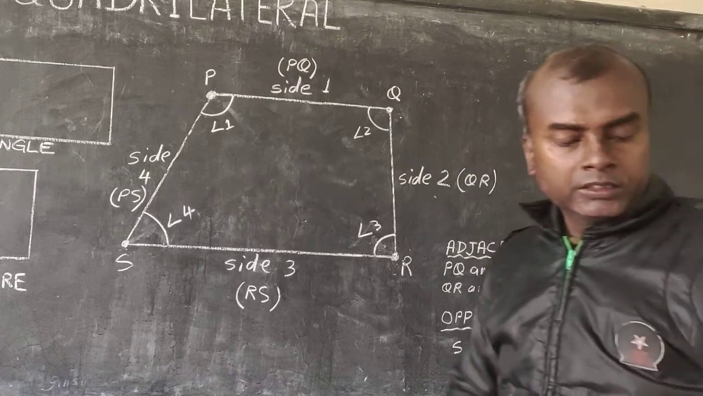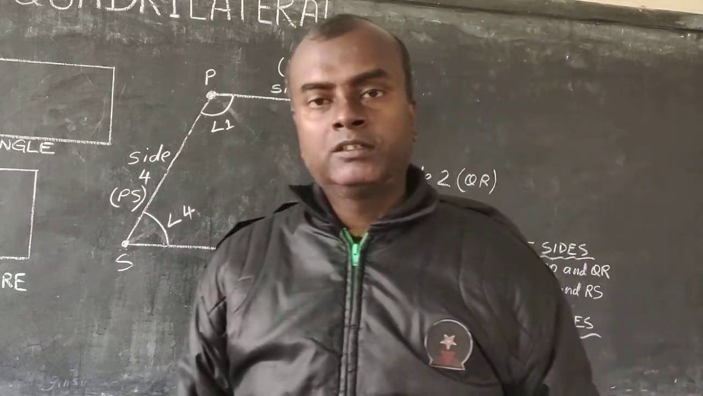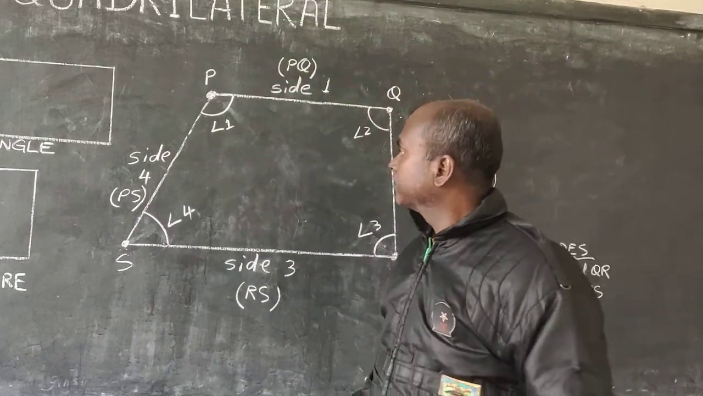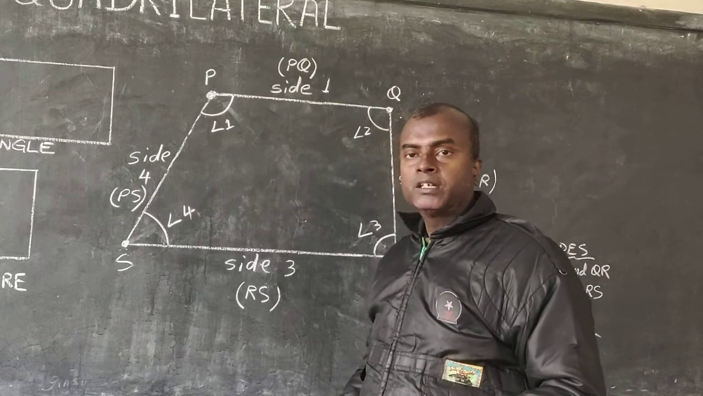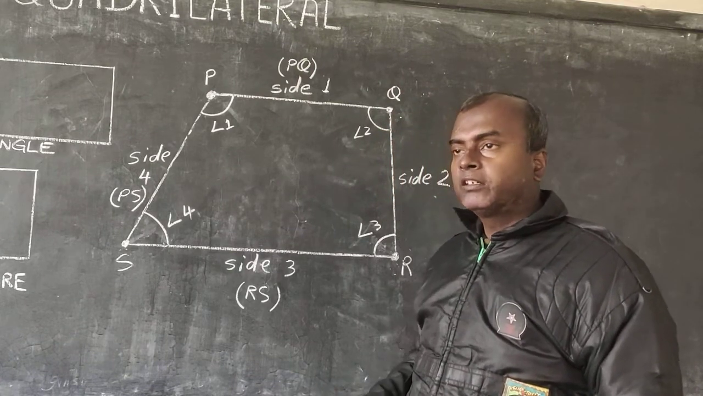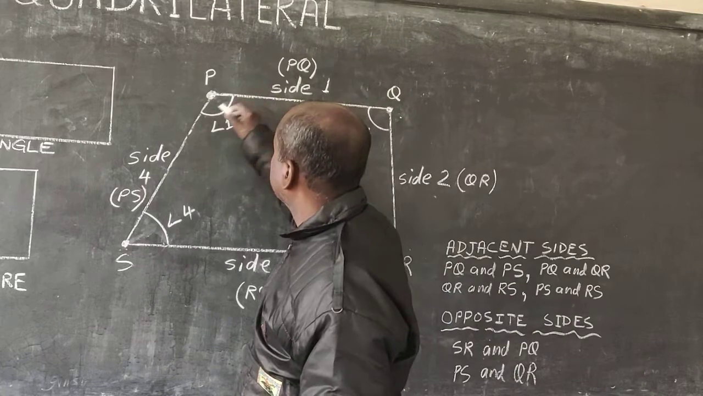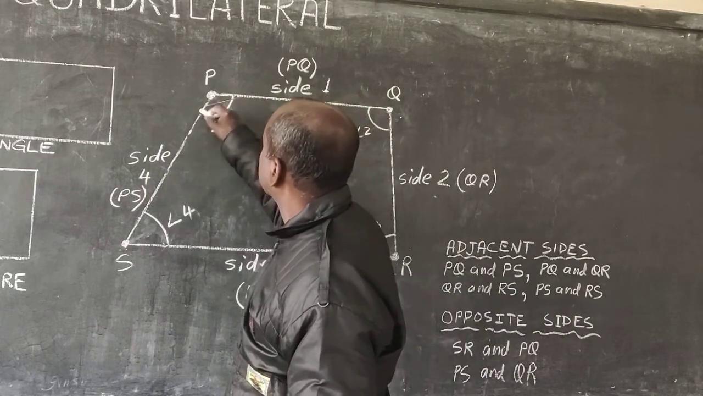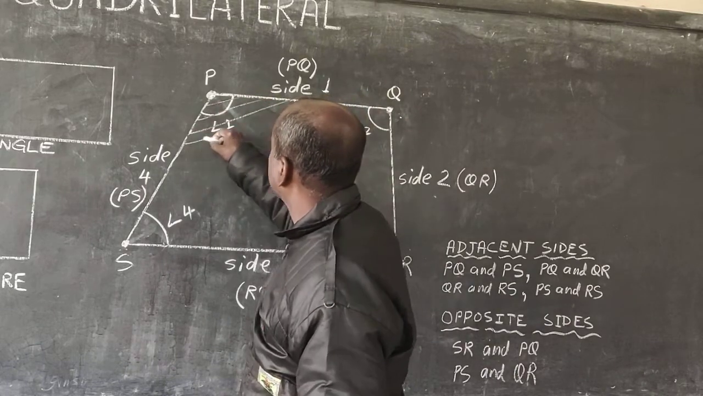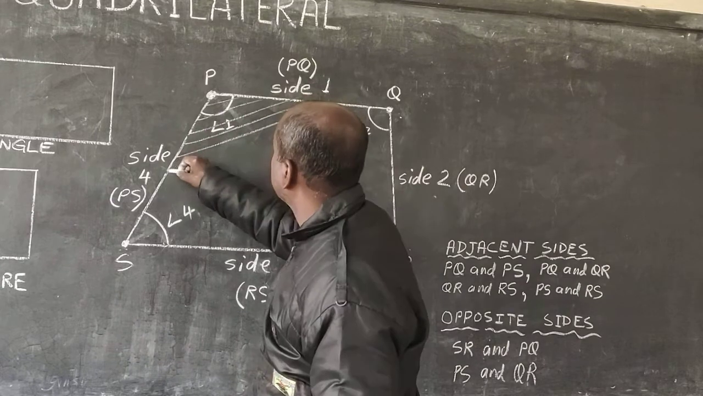Okay, next is quadrilateral region. Which region or area comes in the quadrilateral region? The space that is inside, the space which is inside the boundary, the four boundaries are there, the space which is inside.